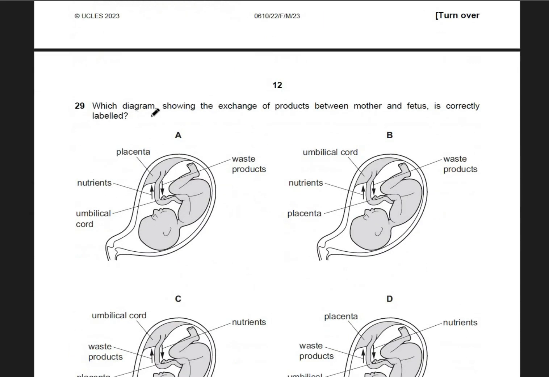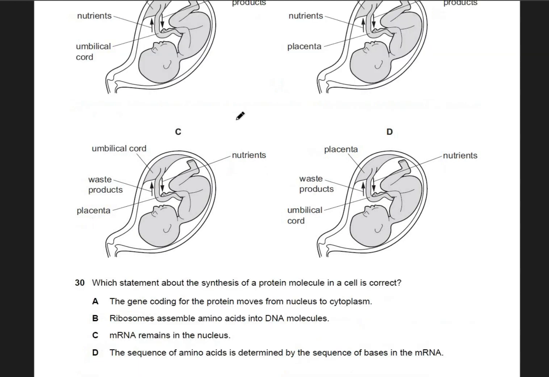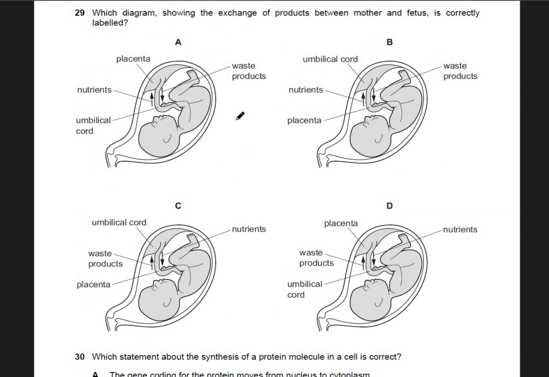Now, question number 29 says, which diagram showing exchange of product between the mother and fetus is correctly labeled? All right, so we need to label the diagram correctly. So basically, this is the fetus, this is known as the umbilical cord, and this is the placenta.